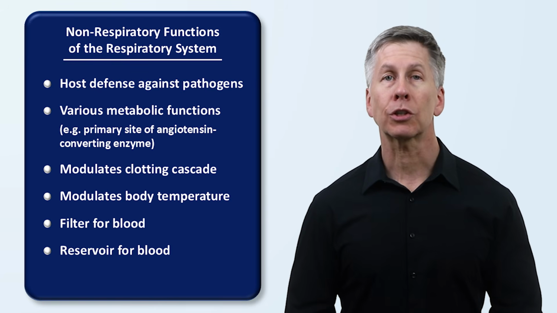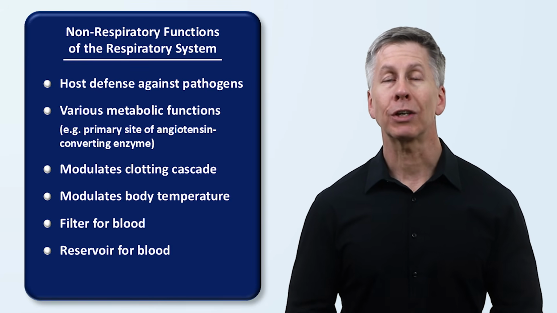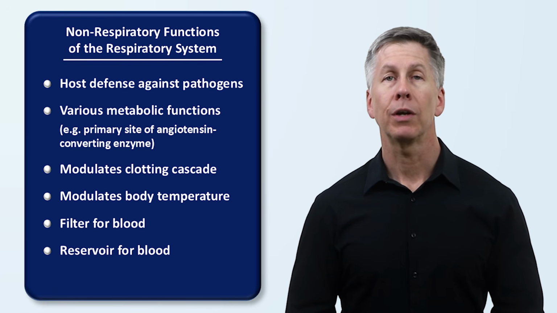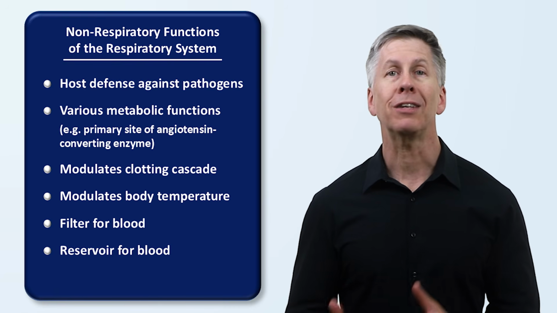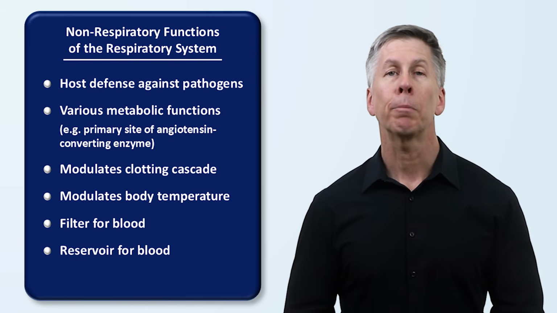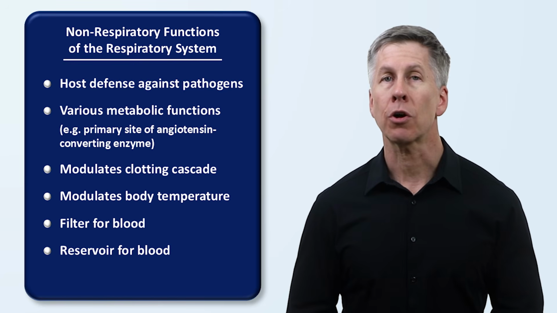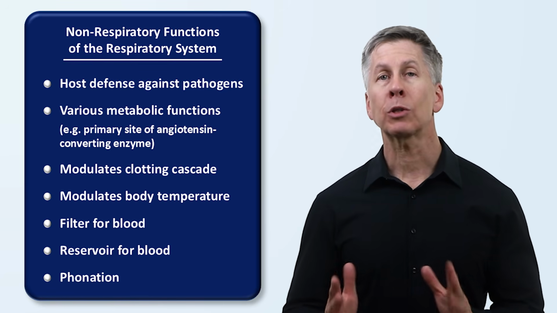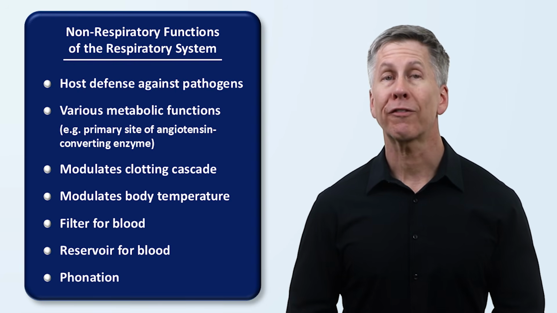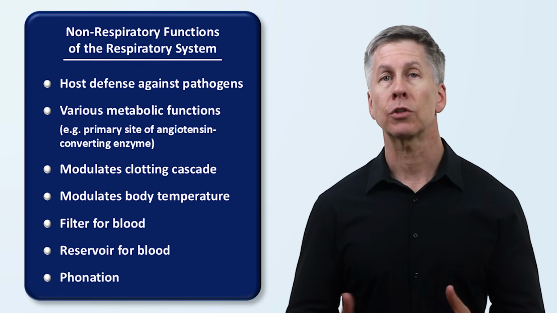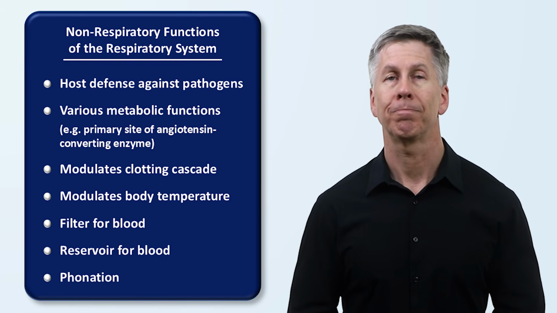The pulmonary vasculature serves as a distensible reservoir for blood, holding about 500 milliliters in adults. This reservoir helps to buffer beat to beat and breath to breath variations in cardiac stroke volume between the right and left ventricles of the heart. And last, the lungs and the upper respiratory tract are both necessary for phonation, that is, the generation of speech and other sounds used for communication.